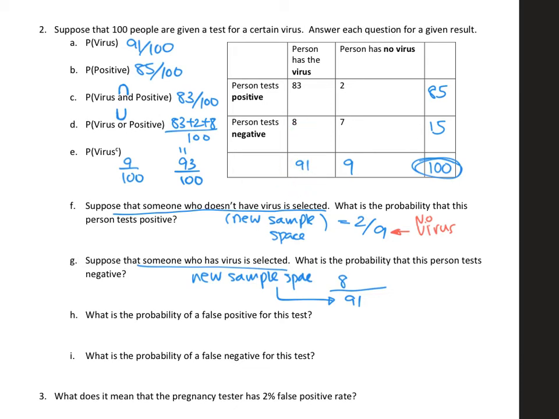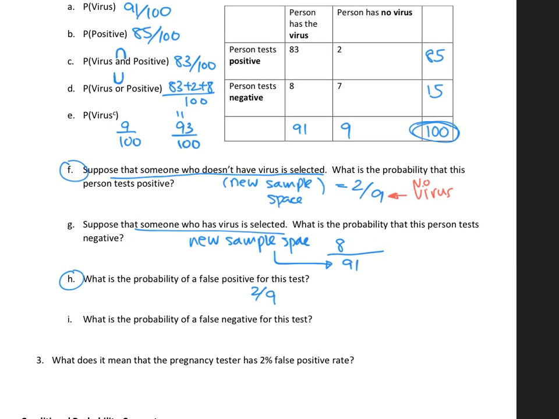Okay. So what is the probability of a false positive for the test? Again, a false positive means you don't have the virus, but somehow you tested positive, which is basically what we answered in part F. That's exactly what part F was. So what's the probability of a false positive? It'd be 2 over 9. So part F and part H are basically the same question. How about the next question? What is the probability of a false negative for this test?